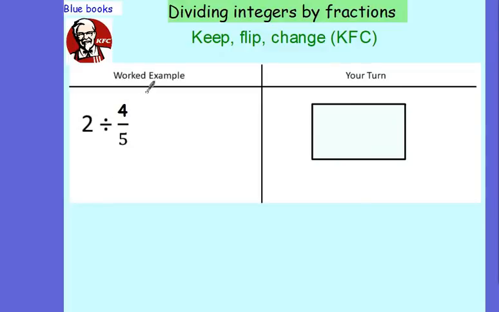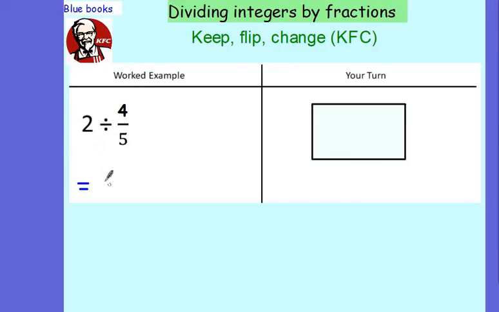So far we've been looking at dividing by unit fractions, where the number on the top is a 1. However, sometimes the number on the top isn't going to be a 1. It might be a 4, it might be a 3, it could be anything at all. But the process remains the same. So I'm going to do the example on the left, and then in your dark blue books, you're going to do this example underneath this square. So first of all, I want to keep, flip, change.